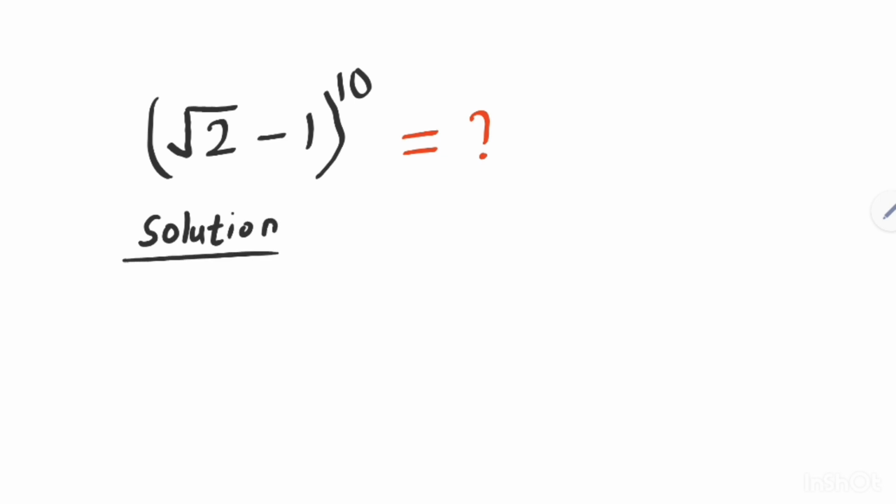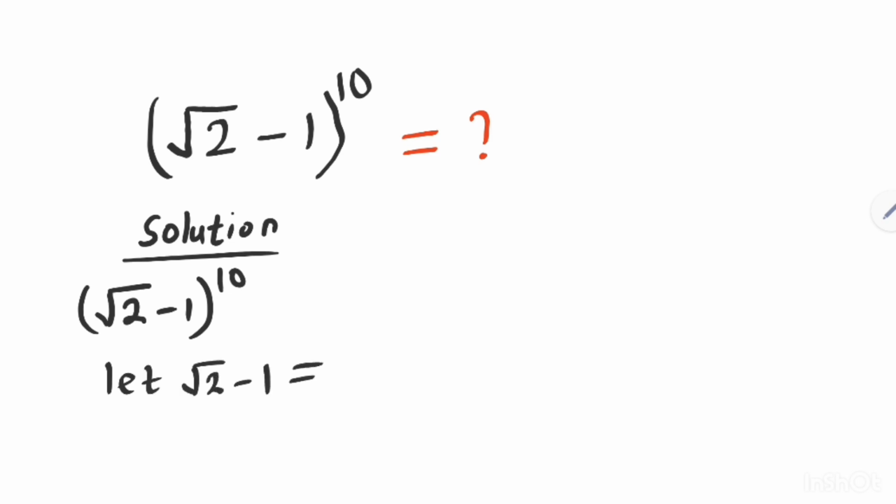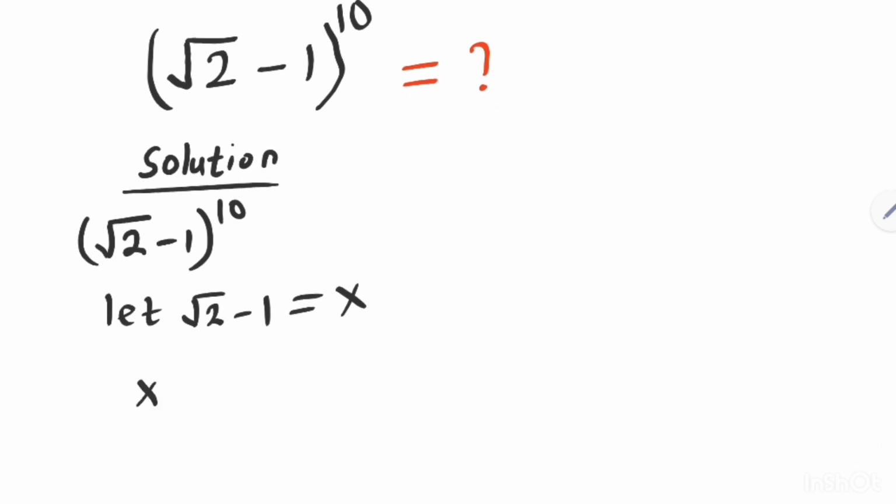Here we have the given expression, square root of 2 minus 1, all raised to power 10. Let square root of 2 minus 1 be equal to x. Then we have x plus 1 is equal to square root of 2. Let us call this equation 1.